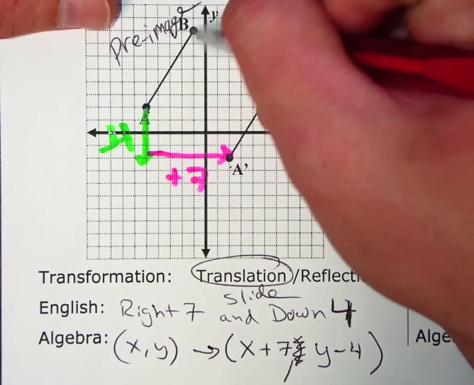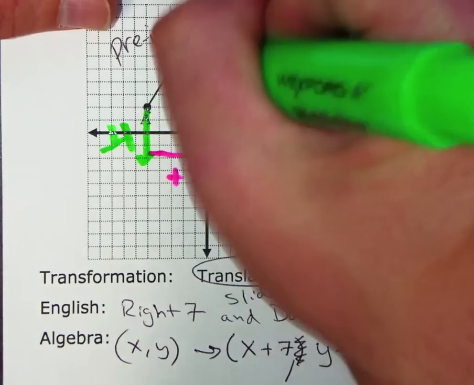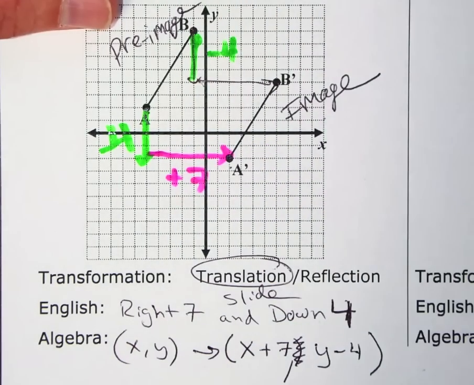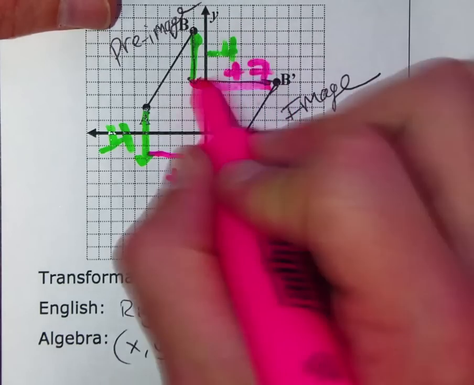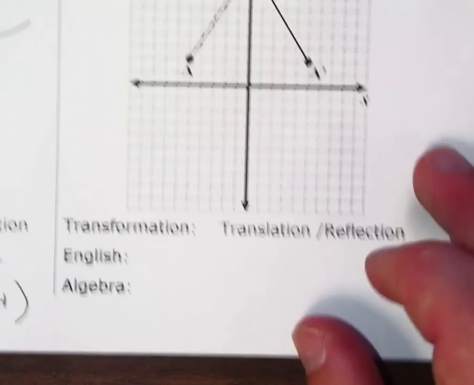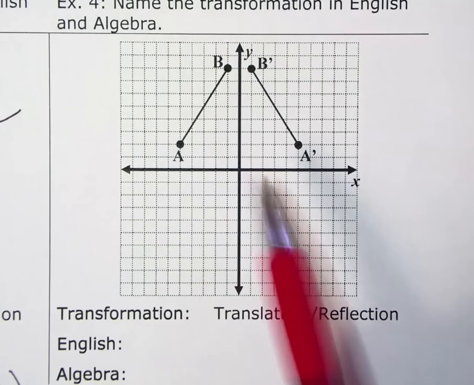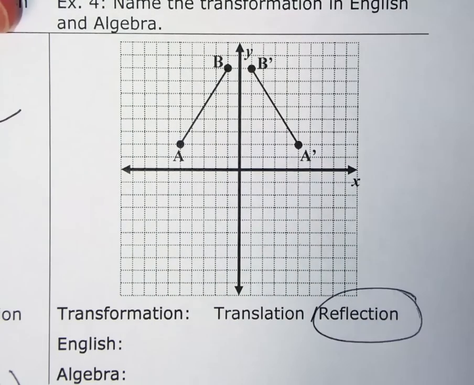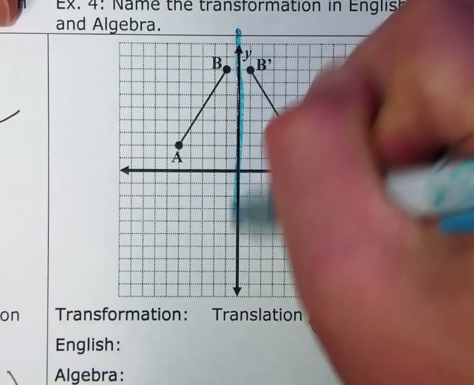You do the same thing here for B. Down 4. Right 7, and there we have it. That's our translation, our slide. Let's look at the last one. You have another transformation here. What type is it? It's a reflection. What's the line of reflection? The line of reflection happens to be right here.